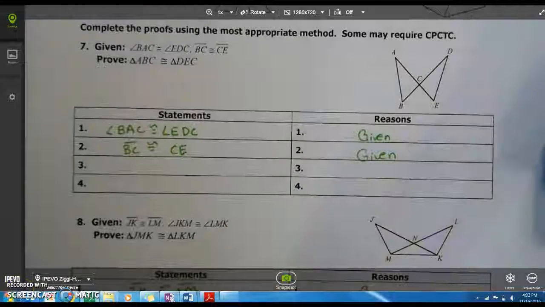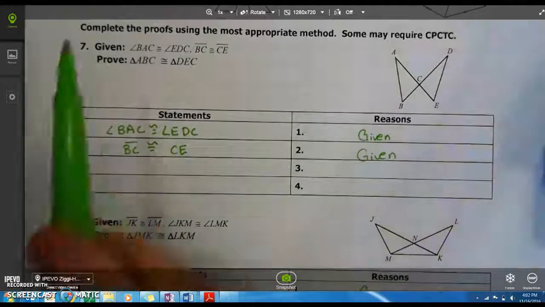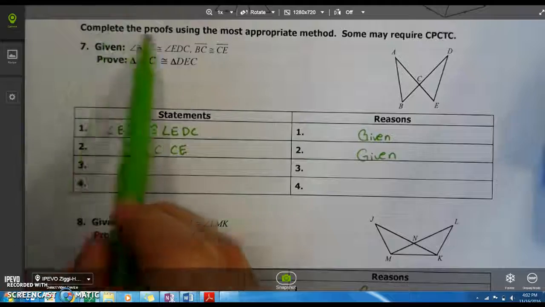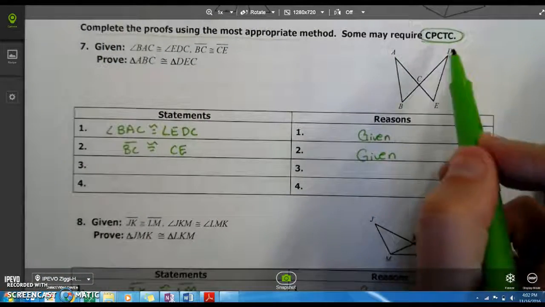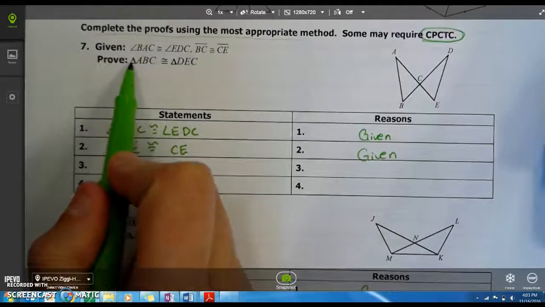Okay. I'm going to give you 5 example problems of proofs. And if you look here, complete the proofs using the most appropriate method. And some of them are going to be CPCTC. Remember to look at what you're solving for.